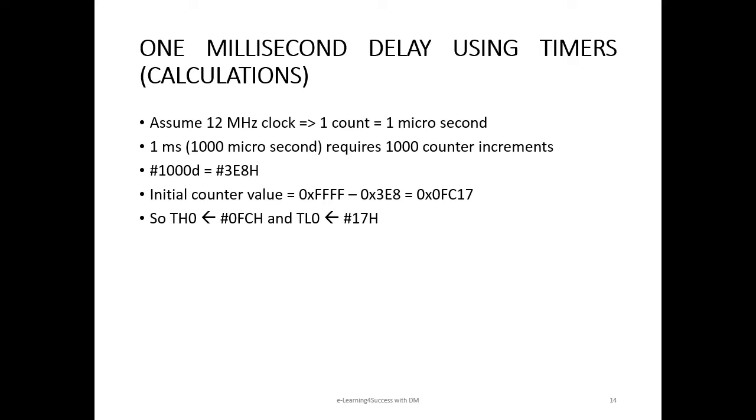Assuming 12 MHz clock, we have already discussed that a counter increment requires 1 microsecond. So we need a total of 1000 counter increments to generate 1 millisecond delay using timer. So we calculate the initial counter value as shown by subtracting 3E8H from FFFFH to get FC17H. Now the higher byte of the count is loaded to TH0 and the lower byte to TL0. The counter will now start incrementing this value with every 12 clock ticks, that is, 1 microsecond.